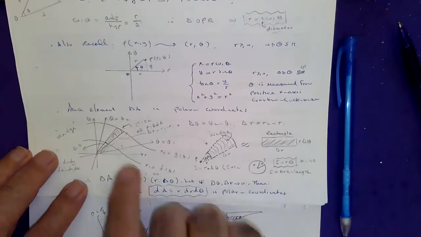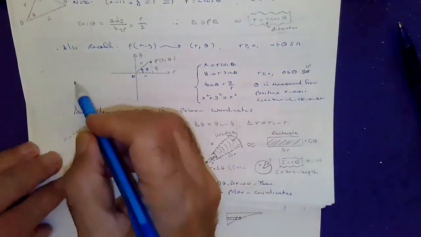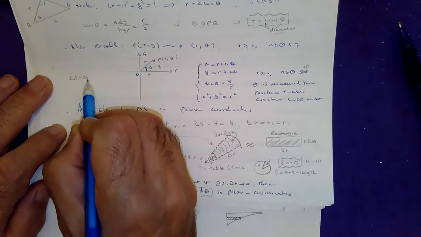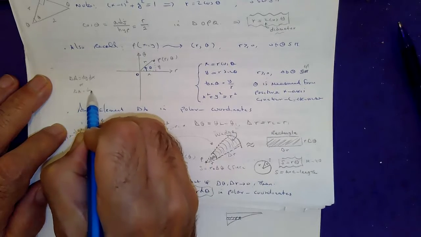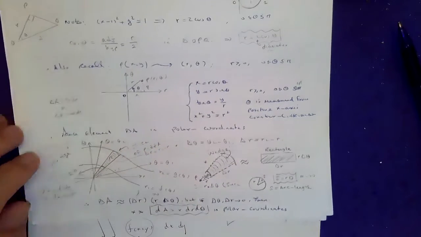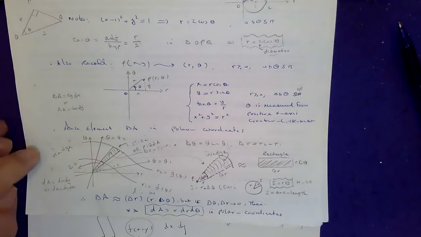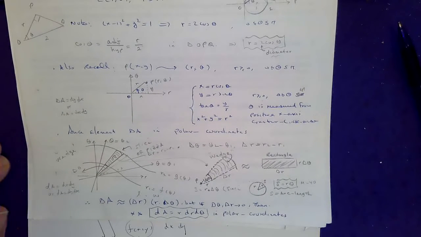So now, how do you find the typical area element? Remember the typical area element in Cartesian, we decided is dy dx or dx dy. So we could go either way as long as we adjust the limits. What would be that delta A in polar coordinates?